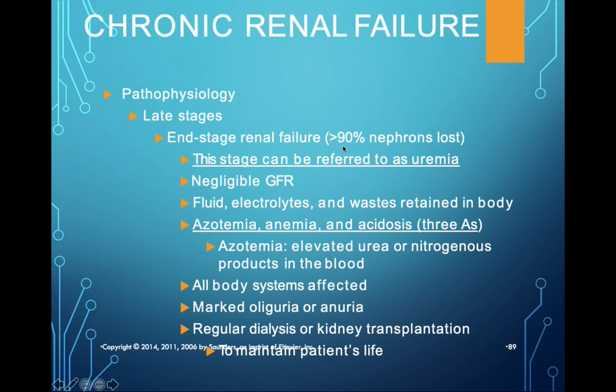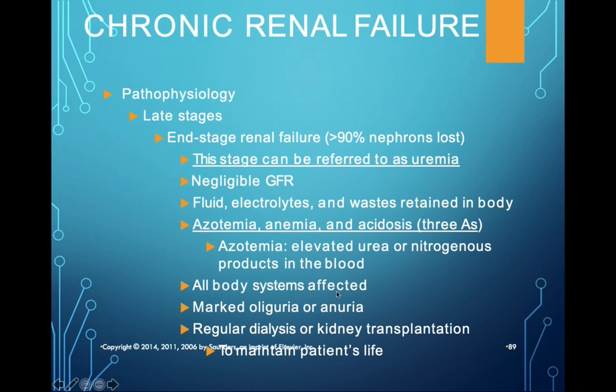And then in the late stage, you've got 90% of the nephrons lost, and this stage can be referred to as uremia. There's negligible glomerular filtration rate. Fluids, electrolytes, and wastes are retained in the body, and you end up with these 3 A's. Azotemia, which is elevated urea and nitrogen products. There's anemia and acidosis. Again, azotemia is elevated urea or nitrogenous products in the blood. So this is when you'd want to really decrease the amount of protein in someone's diet.